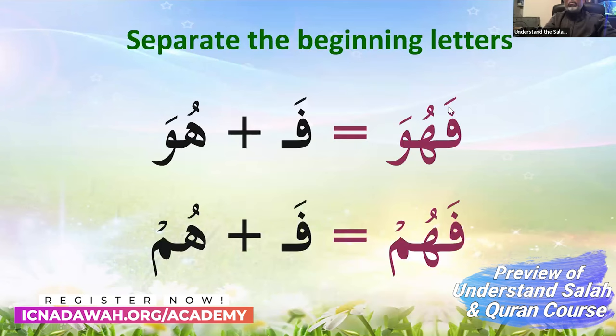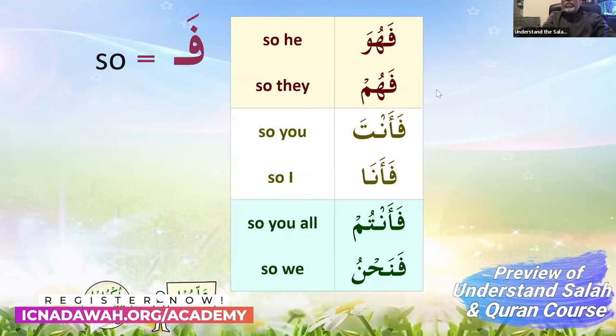Similarly, it can come with fa. Fa means so. Fahuwa is nothing but fa plus huwa. Fahum is nothing but fa plus hum. So don't say, oh, I don't know what is fahum. Well, it is nothing but fa plus hum.